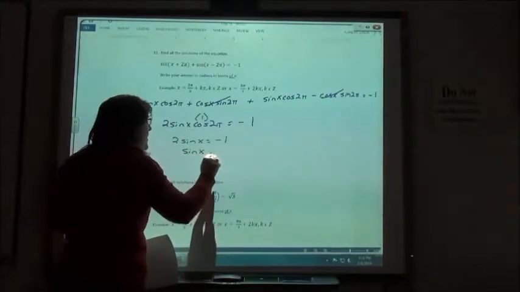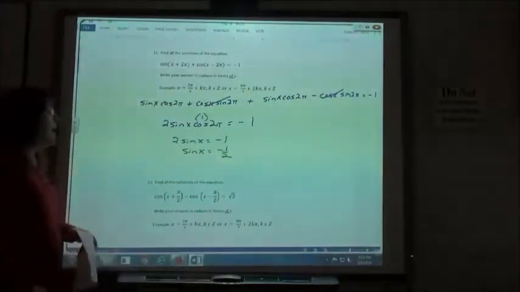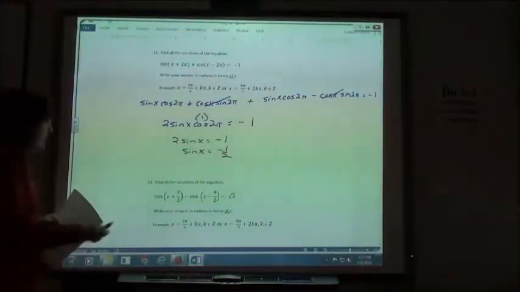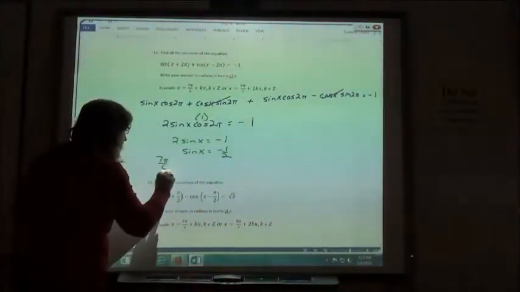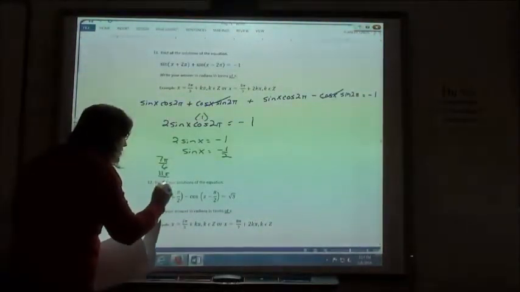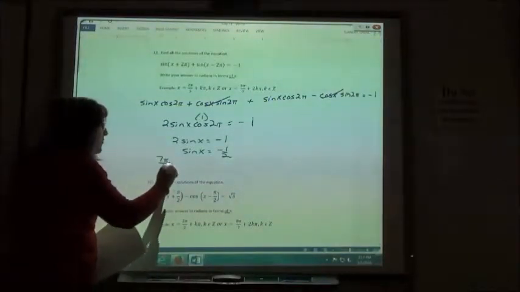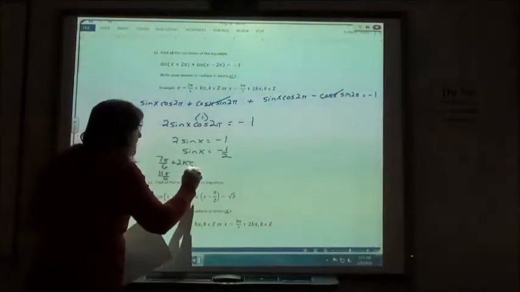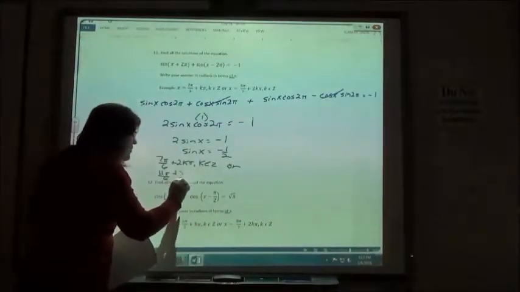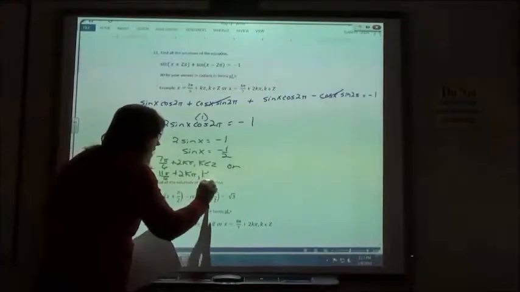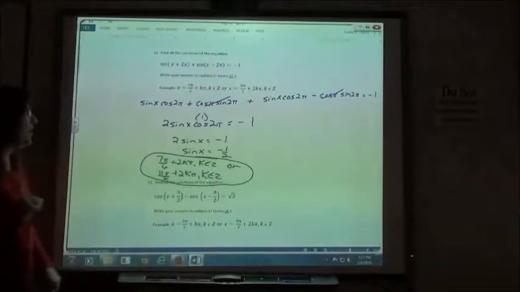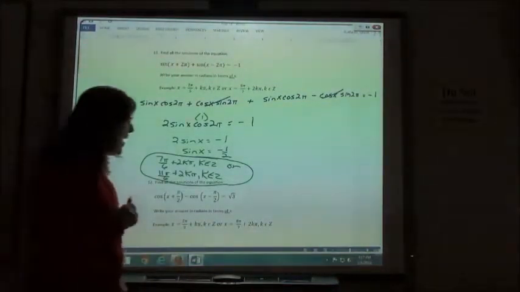So sine of x equals negative 1/2. And we're going to look those up. So sine of x equals negative 1/2 at 7 pi over 6. Also equals negative 1/2 at 11 pi over 6. So we're going to have 7 pi over 6 plus 2k pi, with k being an element of z, or 11 pi over 6 plus 2k pi, with k being an element of z. Those would be the values where our sine of x equals negative 1/2.